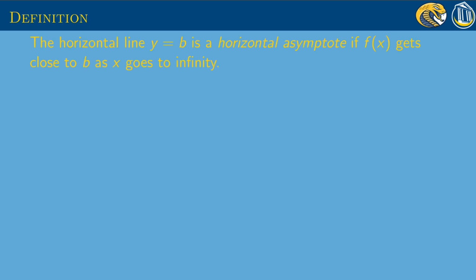A horizontal asymptote is a horizontal line, y equals b, that the function gets close to as x goes to infinity or to minus infinity. And so if, as x increases without bound or decreases without bound, it approaches a horizontal line, that line is said to be a horizontal asymptote. We can write this as follows, where f of x approaches b as x goes to plus or minus infinity.